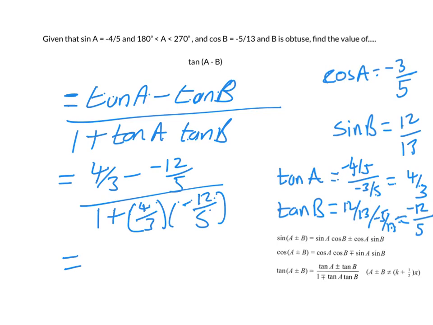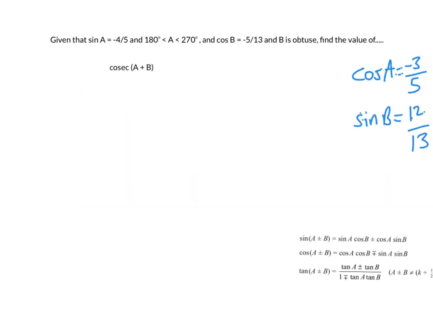Right, just to save time, I'll pop that in the calculator, and I've got negative 56/33. I did do it twice as well, and I got the same answer twice, so always good to do things twice. Let's have a look at cosec A plus B. Well, cosec is, of course, 1 over sine.